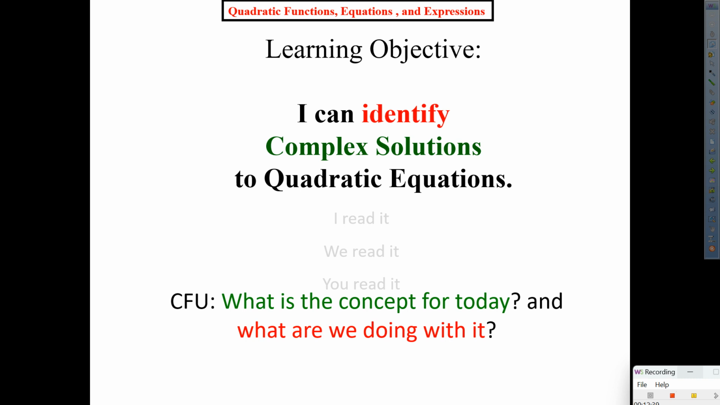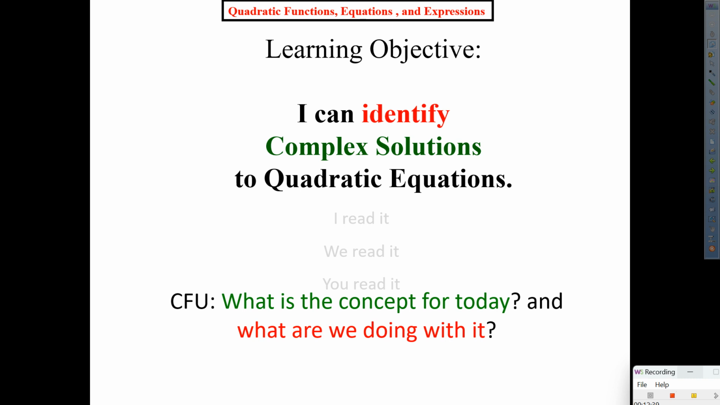Our objective for today: I can identify complex solutions to quadratic equations. So we finally finished our introduction, and we've been doing work with a lot of complex numbers. And then from there we went to electric circuits. We still work with complex numbers. Today we're going into quadratic equations and looking at them through the lens of complex solutions. Okay?